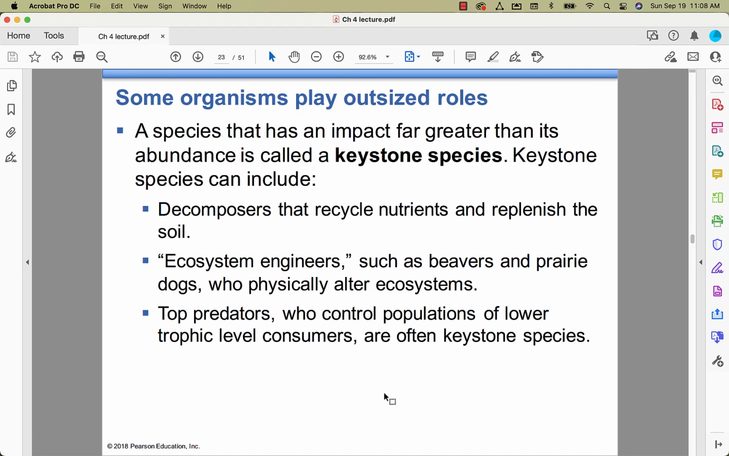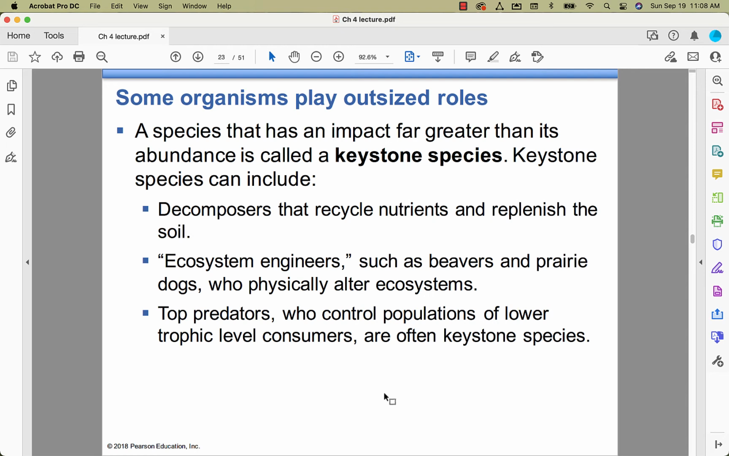Certain organisms play a bigger role than scientists think they should, based on the abundance of that species in a community. Those are called keystone species. And we'll talk about why they're called keystone species on the next slide. So some examples are decomposers that recycle nutrients and replenish the soil. If you get rid of those decomposers, the ecosystem is not going to function as normally as it should. So they're considered a keystone species.